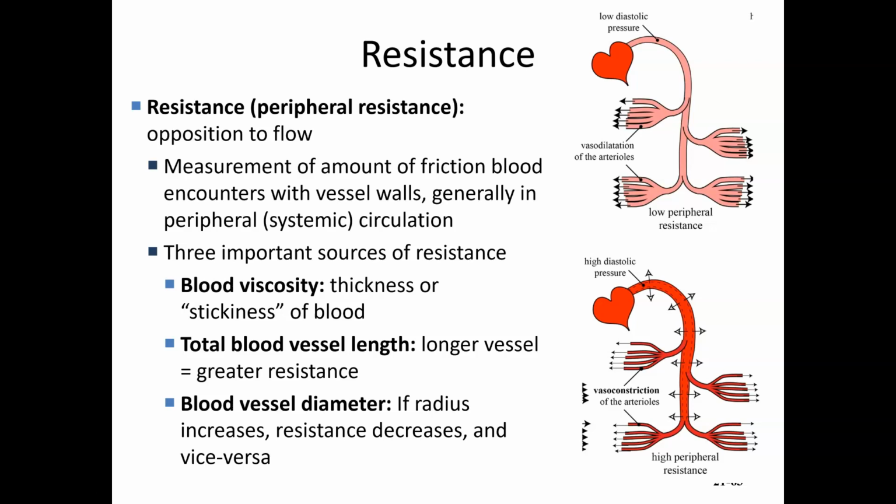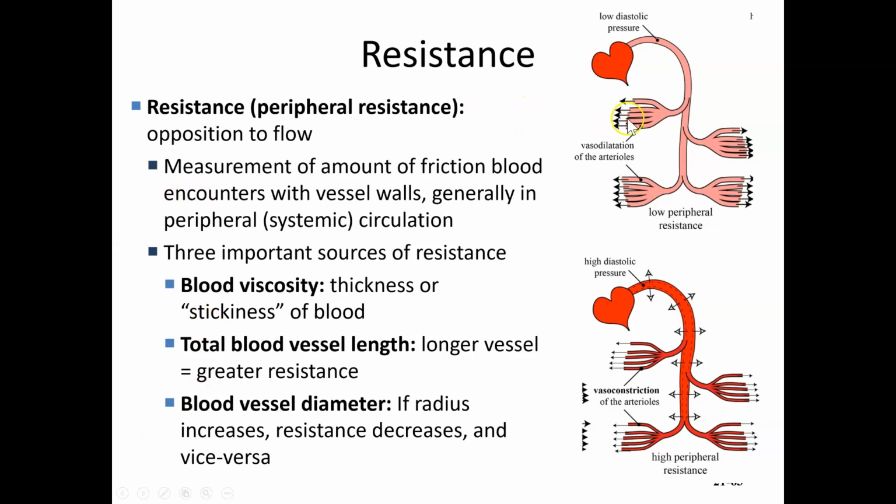And blood vessel diameter. So if the radius increases, like we see in vasodilation, then resistance is going to decrease and vice versa. We can use a calculation in order to get our peripheral resistance that will consider all of these factors. But I'm not holding you responsible for memorizing that equation, and I will not have you do any math on your exam.